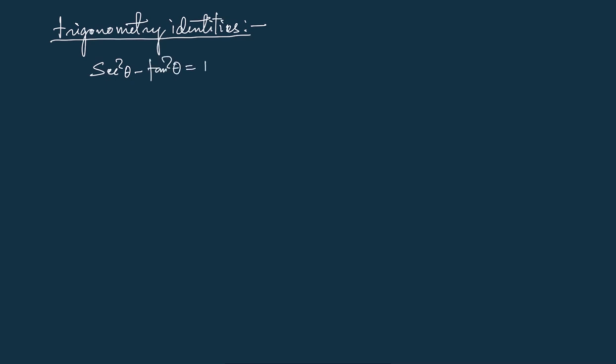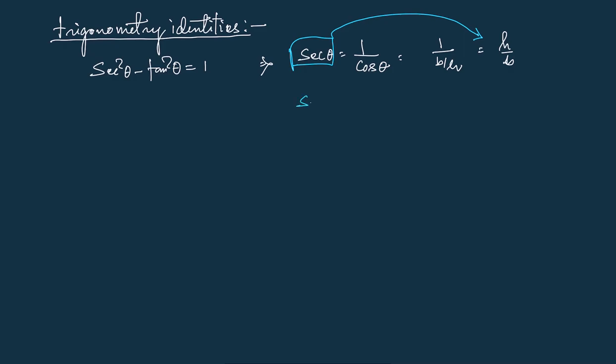So how to prove this one? Sec theta means 1 by cos theta. What is 1 by cos theta? 1 by b by h. Okay, what is 1 by b by h? This is equal to h by b. So sec theta is equal to h by b. So sec square theta will be what? h square by b square.